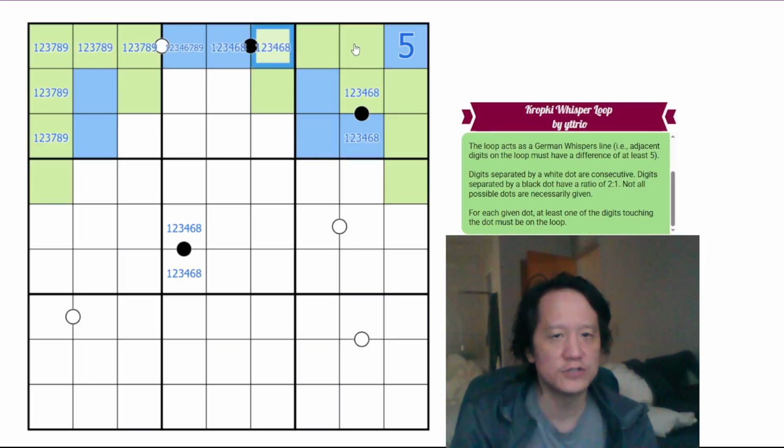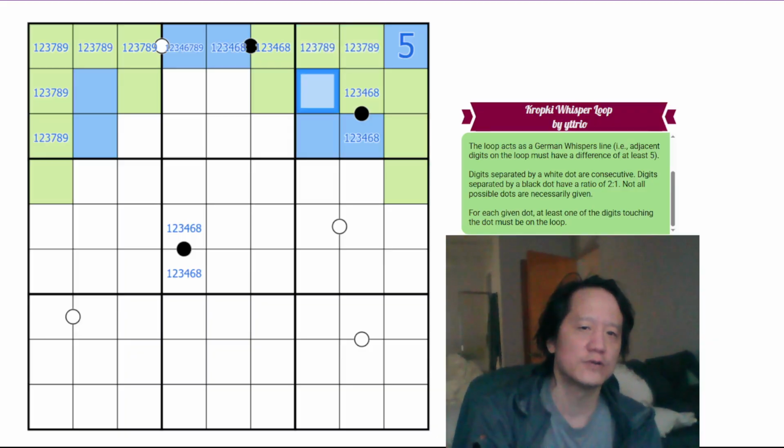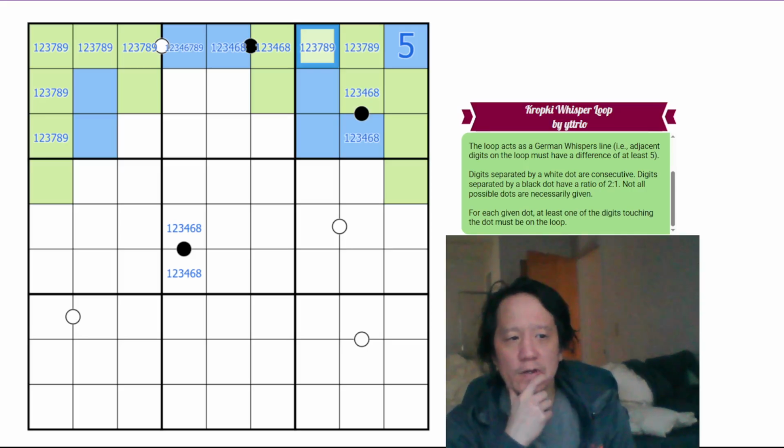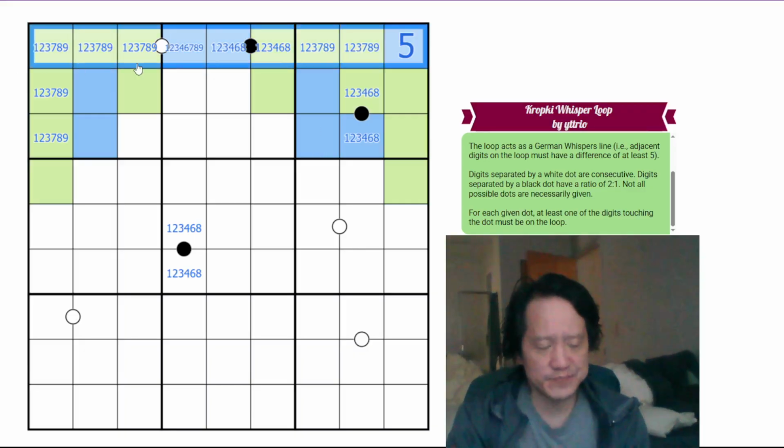This digit is next to two unique digits on the Whisper 5 line. Therefore, this must be 1, 2, 3, 7, 8, or 9. So, that means, where are the 4 and the 6?